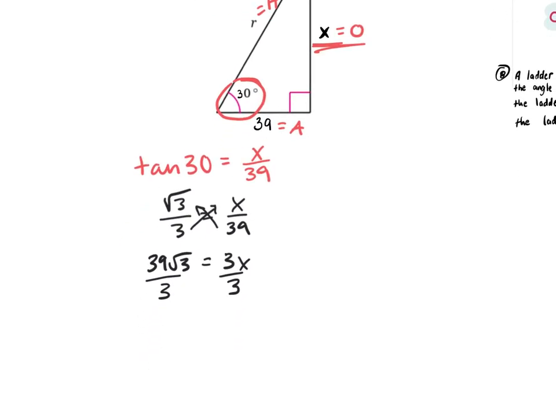Can we simplify 39 square root 3 over 3? Yeah, you can. It's 13 times square root of 3. Awesome. So 3 goes into 39, so this would be 13 square root 3. So we found x, now we have to find r.